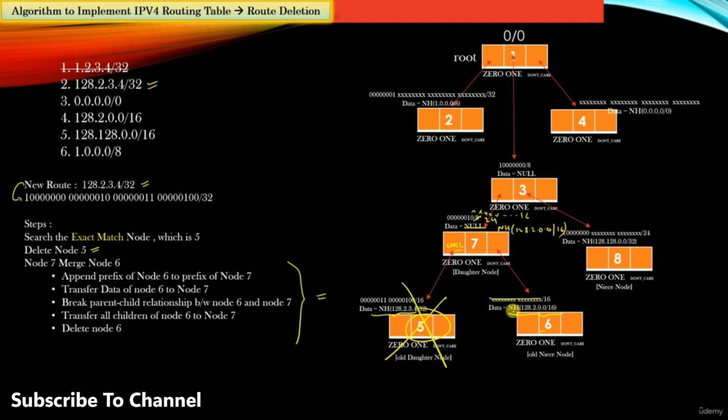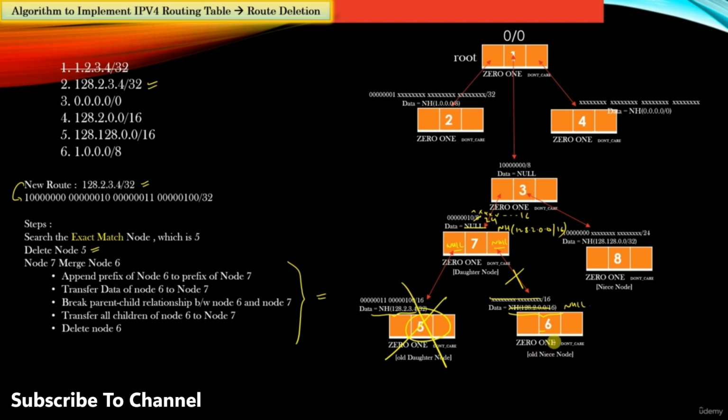Alright, so the data part of the node 6 would become null. Then break the parent-child relationship between the node 7 and the node 6. So the node 7 pointer needs to be adjusted to point to null. Now transfer all the children of the node 6 to node 7.